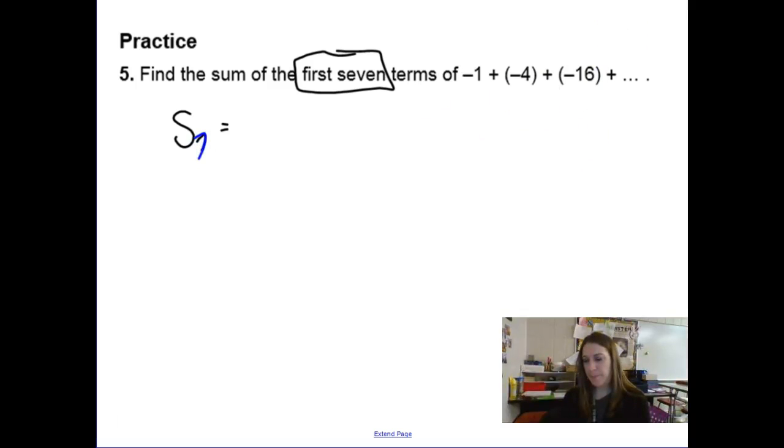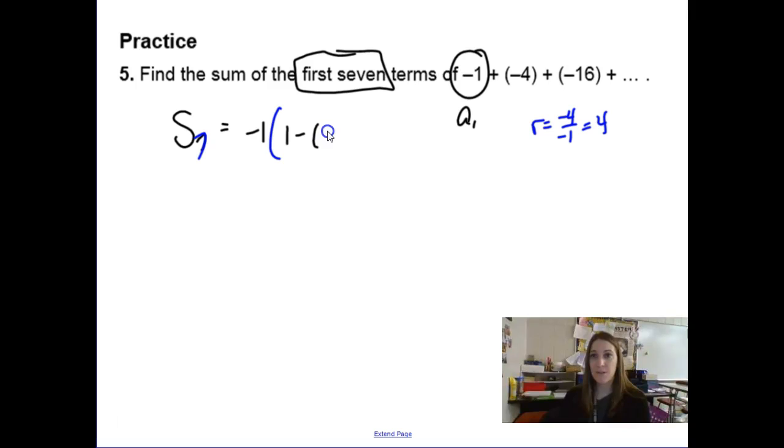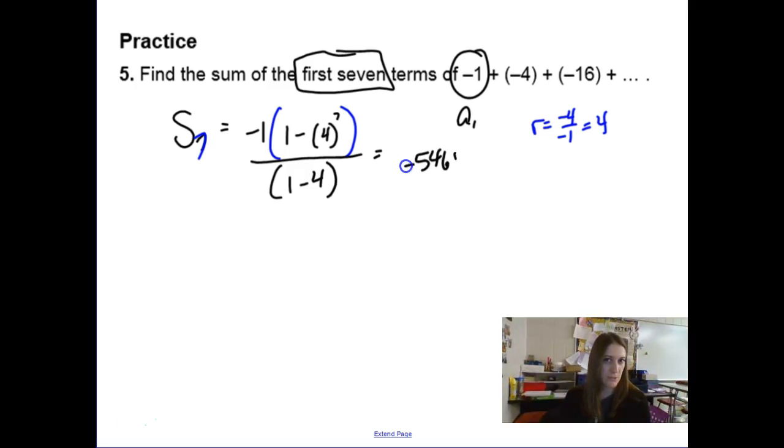I am not given a formula. You could figure out a formula if you'd like. Clearly the first term is negative 1. And the common ratio is negative 4 over negative 1, which is 4. So using our formula, you take the first term times 1 minus, again, get in the habit of using parentheses around the R, even if you don't think you need them, which you don't here, but it's a good habit, to the 7th power. Close the numerator, and then we're going to divide by 1 minus R, which is 4. All right, typing that on my calculator, I get negative 5,461.